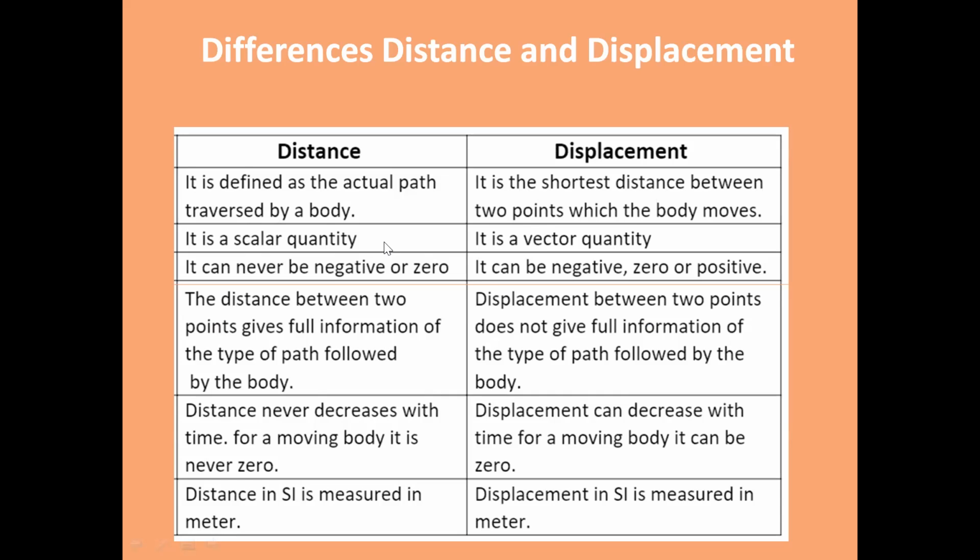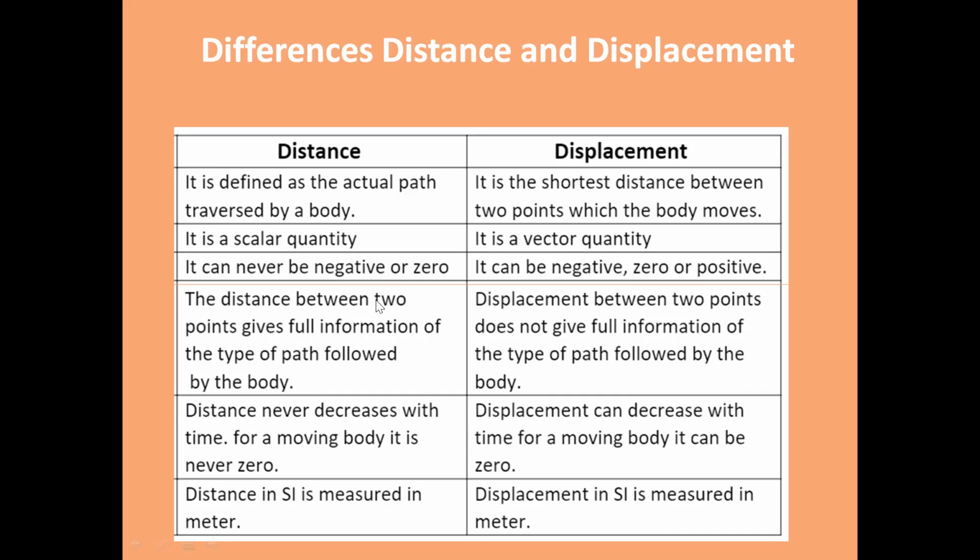We already discussed in our previous video what scalar and vector quantities are. Distance can never be negative or zero. The object has to cover some path, and only then can we measure it. But displacement can be negative, when the object is moving in the reverse direction. It can be zero when its initial position and final position are the same. And it is positive when the object is moving in a particular straight line.